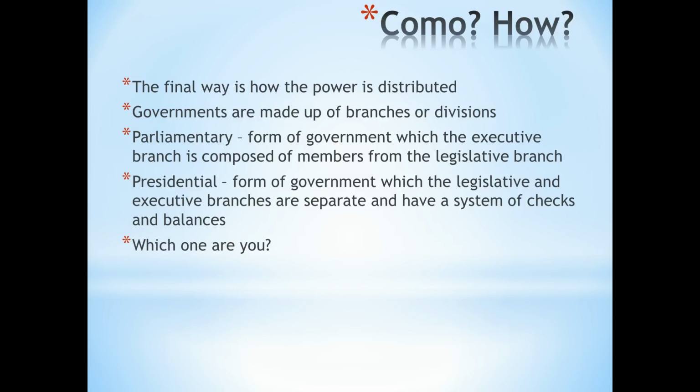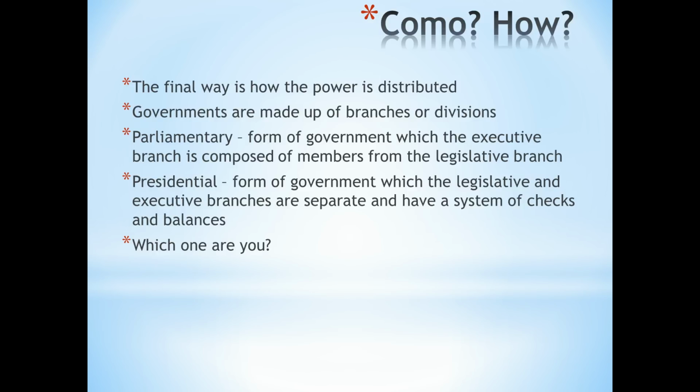You also have the presidential form. In this one, the legislative and executive branches are separate. And they have checks and balances on each other, which means that they are able to keep each other from getting too much of the power. Here in America we have the judicial branch as well as our legislative and executive branches, and they all do have checks and balances on each other. We are under the presidential.